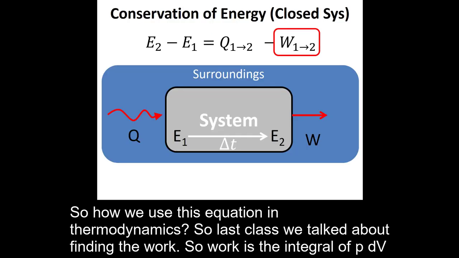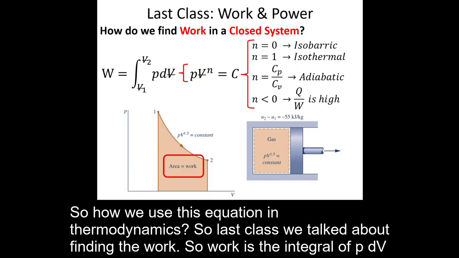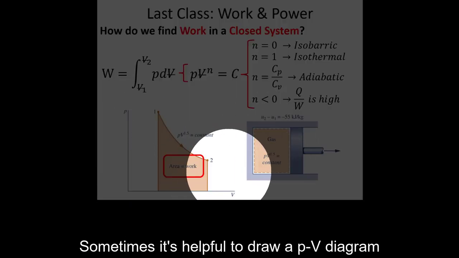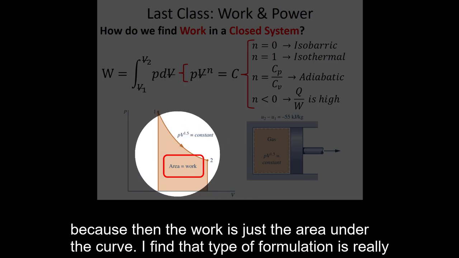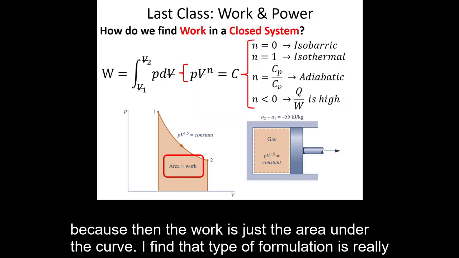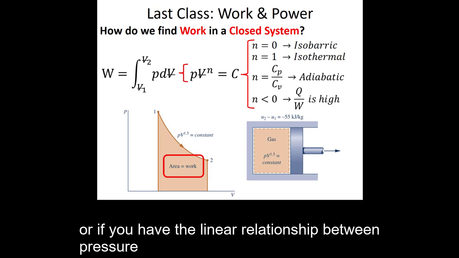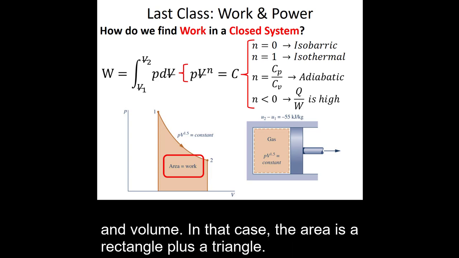So how do we use this equation in thermodynamics? Last class we talked about finding the work. Work is the integral of PdV. Sometimes it's helpful to draw a PV diagram because then the work is just the area under the curve. I find that type of formulation is really beneficial when you have a constant pressure, so this area is just a rectangle. Or if you have a linear relationship between pressure and volume, in that case, the area is a rectangle plus a triangle.